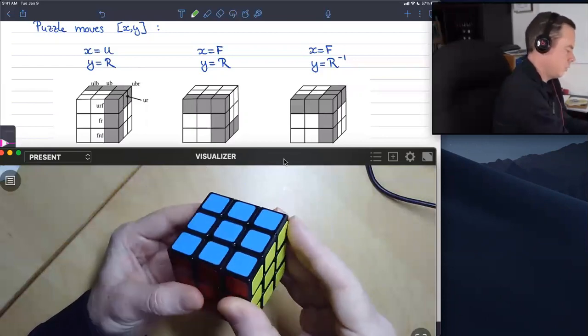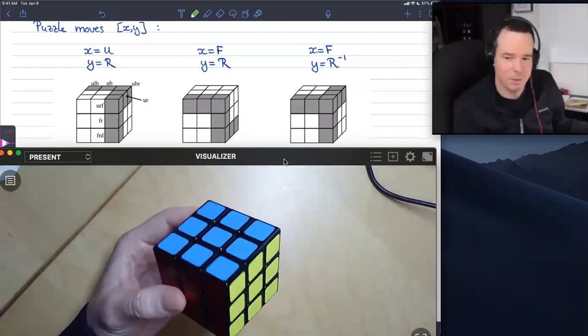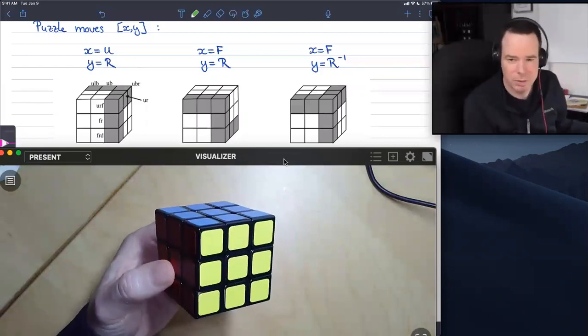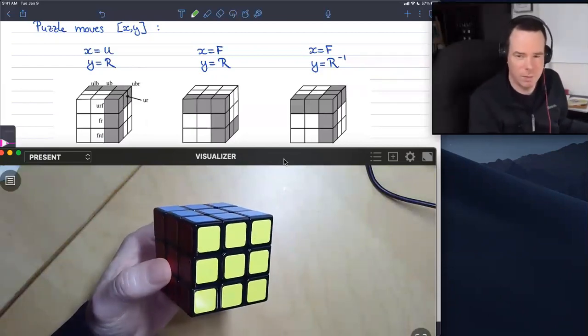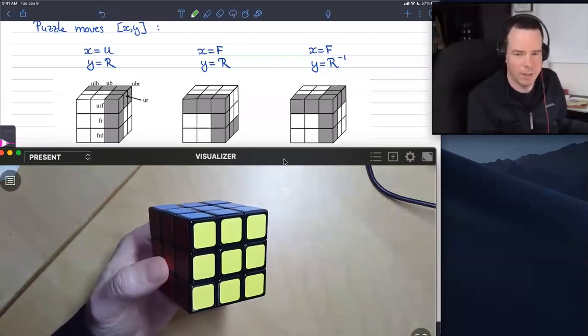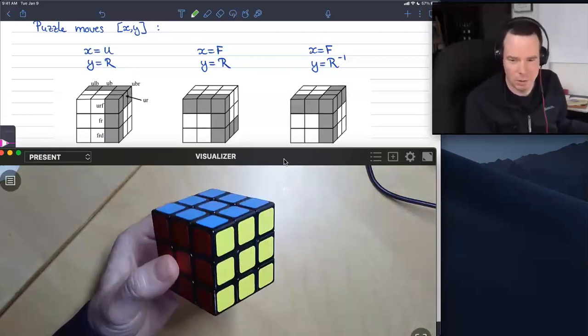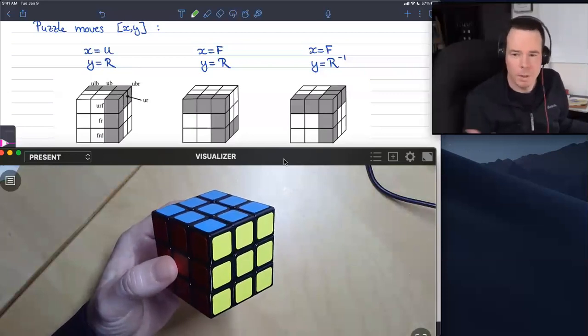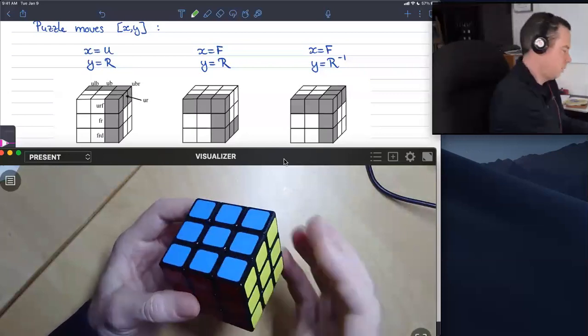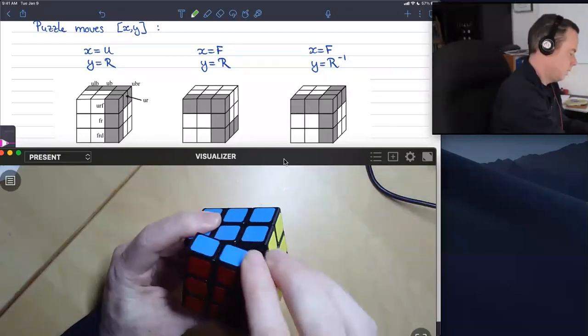We can do the inverse of the commutator by just reversing the commutator. That's an exercise for the homework assignment, that the inverse of the commutator of X and Y is just the commutator of Y and X. And so that'll help you undo them. What else could we do? We could do an FR, so a front face and a right face.